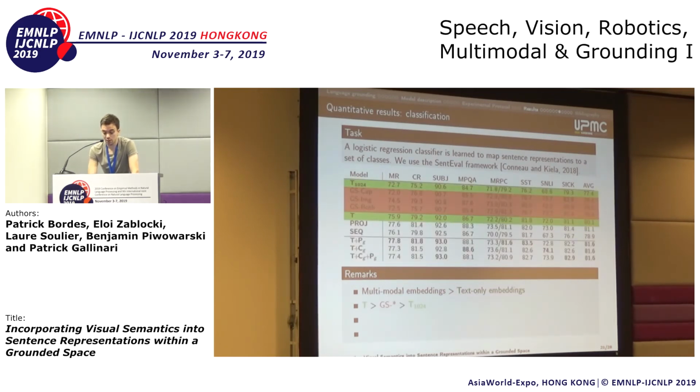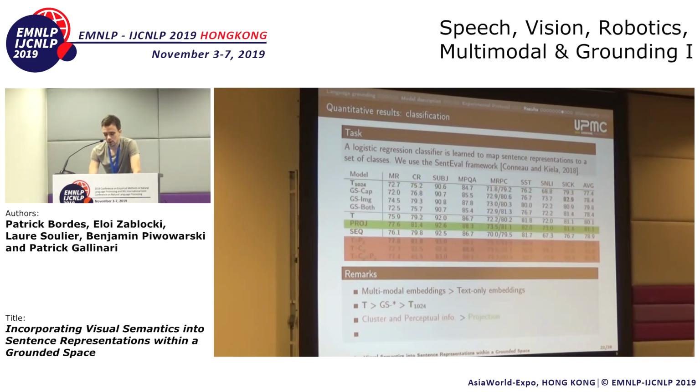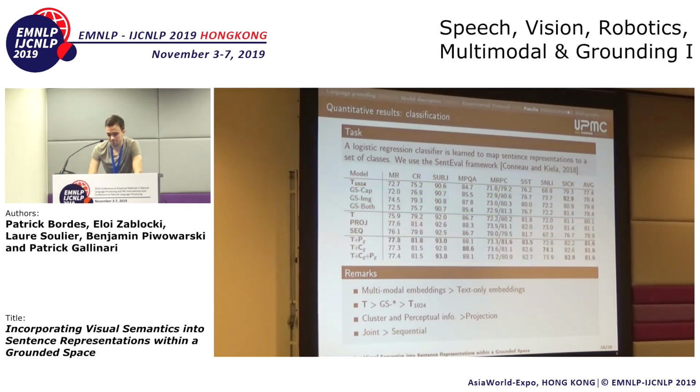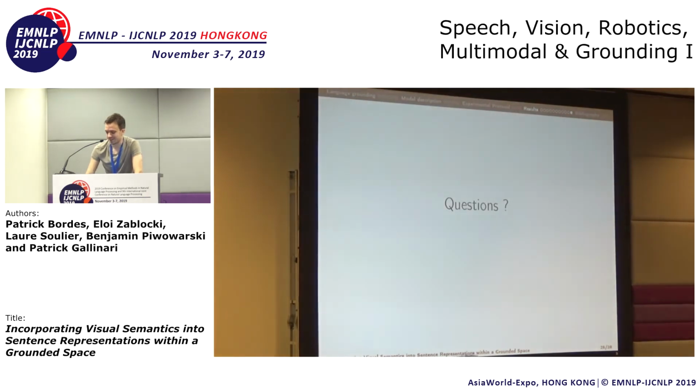We observe that the GroundSent models are inferior to the textual baseline, but are better than the textual baseline when the embedding size is divided by 2, which is coherent with their paper. Then we observe that our approach based on the cluster and perceptual losses is better than the projection baseline. And finally, that the joint models are better than the sequential models. So I'm running out of time and the presentation is finished. Do you have any questions?